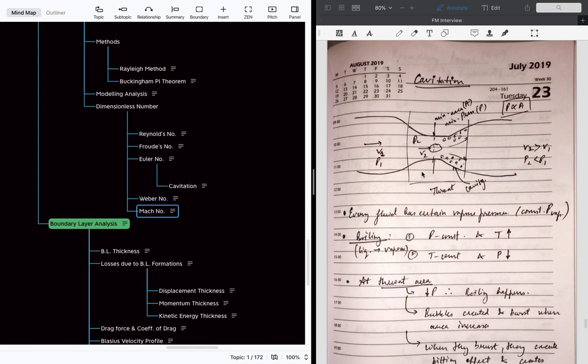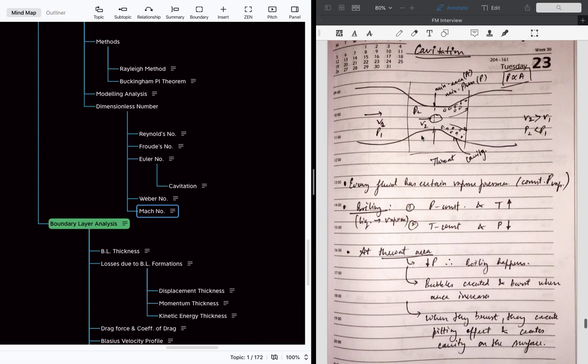So in this case, as we know, every fluid has a certain vapor pressure. Vapor pressure is the property of the particular fluid. It's a constant. And for boiling, there can be two conditions. One is when the pressure is constant and we are increasing the temperature, then the boiling can happen. The second is that we have a constant temperature, but the pressure is decreased. In that case also, the boiling can happen.